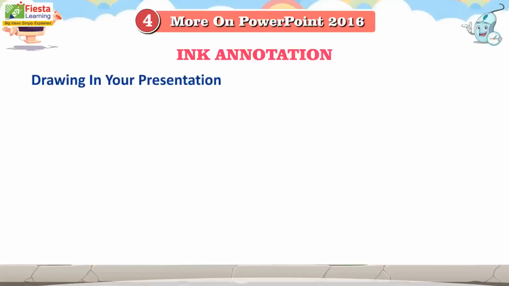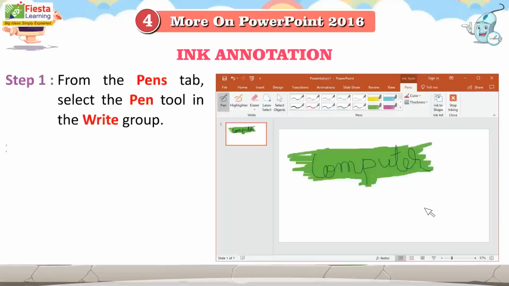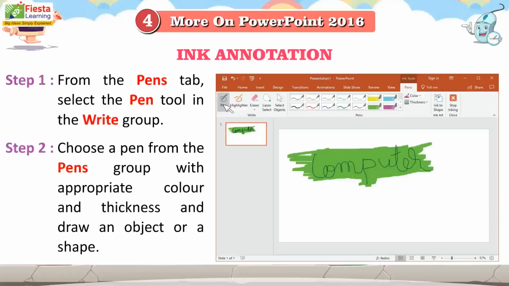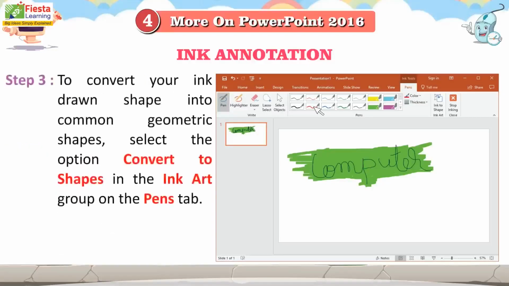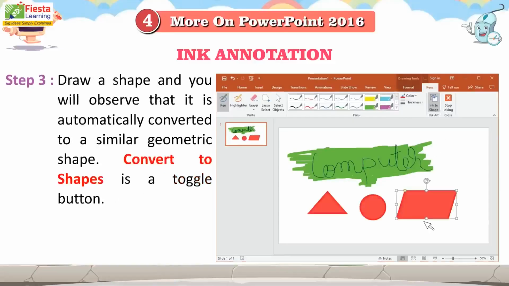Drawing in your presentation. To draw an object or a shape in your presentation: Step 1. From the Pens tab, select the Pen tool in the right group. Step 2. Choose a pen from the Pens group with appropriate color and thickness and draw an object or a shape. Step 3. To convert your ink-drawn shape into common geometric shapes, select the option Convert to Shapes in the Ink Art group on the Pens tab. Draw a shape and you will observe that it is automatically converted to a similar geometric shape. Convert to Shapes is a toggle button.